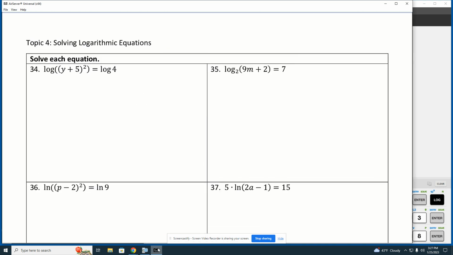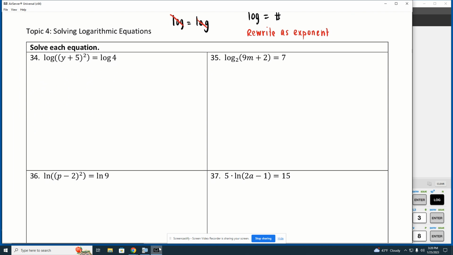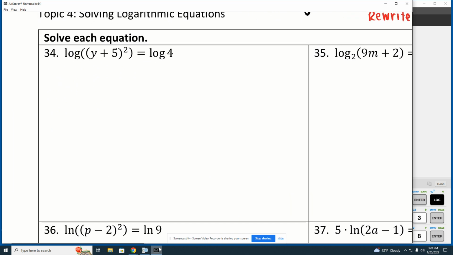So here it's asking us to solve logarithmic equations. So remember, there were two ways to solve logarithmic equations. One, if it's log equals log, you drop off the logs. Or if it's log equals a number, we said to rewrite it as an exponent. So that's what we're going to apply here. If you look at this problem right here, it's definitely log equals log.